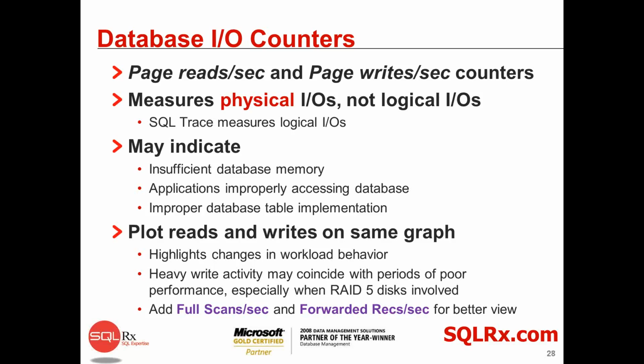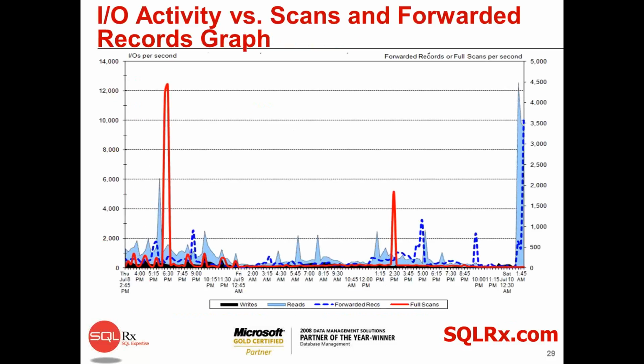Sometimes it's helpful to look at full scans and forwarded records per second to get a better view of what overall is happening. Here is an example of this kind of graph. You can see that the I/O spikes occur, and you also can see that sometimes we're doing full scans or forwarded records, which right now is beyond the scope of this session, but it basically means a double fetch when you're trying to access data.